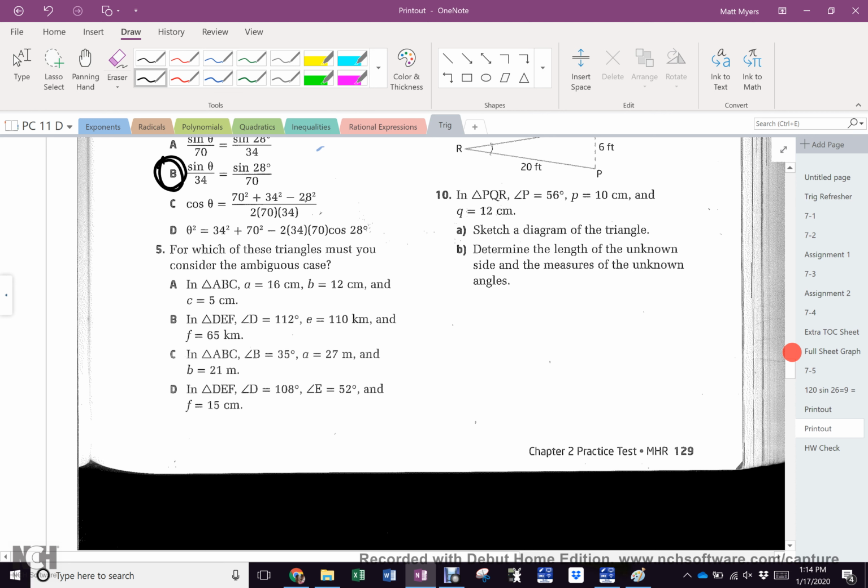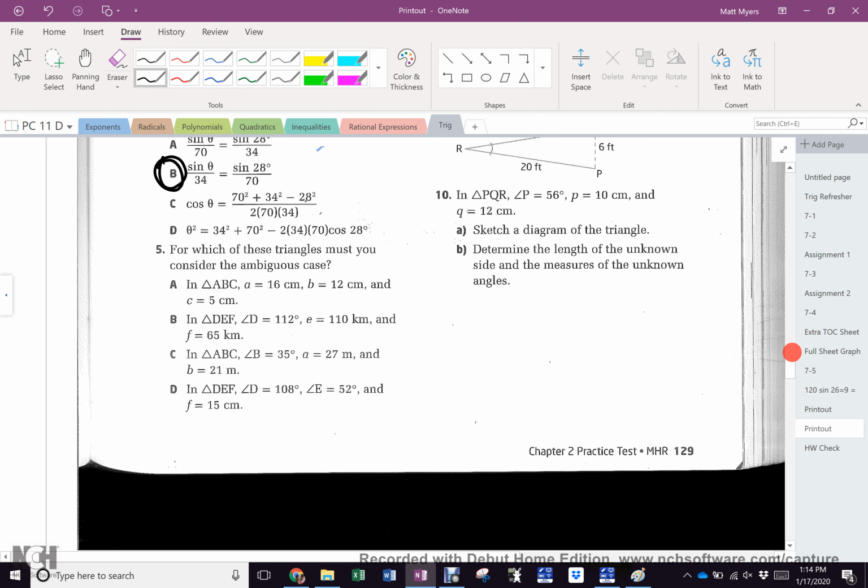What about 5? Uh-oh, trouble. Remember, the ambiguous case, right? You can have this triangle with a 90. You can have this triangle with a big guy. Those aren't ambiguous. It has to be that or that. But sometimes you have this triangle, maybe there or maybe there. That's the one we have to worry about.